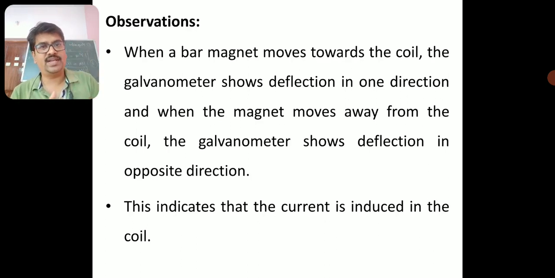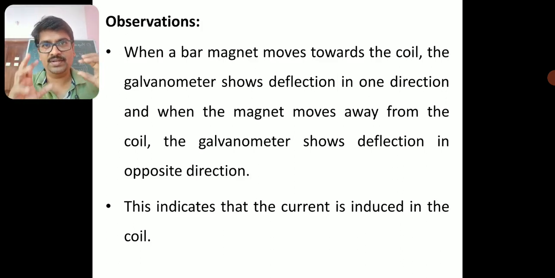The first observation I can make here is when a bar magnet is moved towards the coil, means the north pole of the magnet is moved towards the coil, the galvanometer shows deflection in one direction. If the galvanometer shows deflection, it is saying that there is some current flowing in the circuit. So there is some current induced in the coil because of the motion of the magnet. When the magnet is moved away from the coil, the galvanometer shows deflection in the opposite direction.